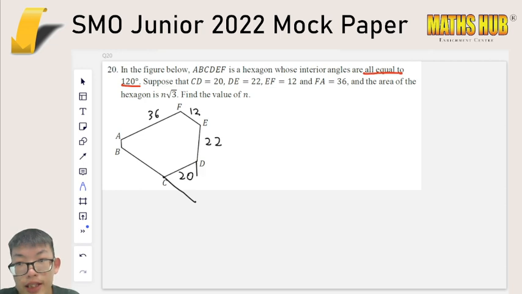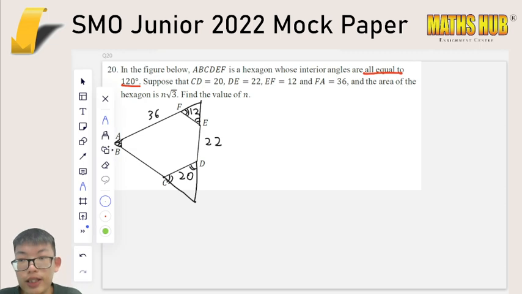If you were to extend this out, here, here, and here, you find yourself with an equilateral triangle because all of these angles are going to be 60 degrees. The exterior angles of your hexagon will all be 60 degrees. And that also means the entire triangle is itself an equilateral triangle.